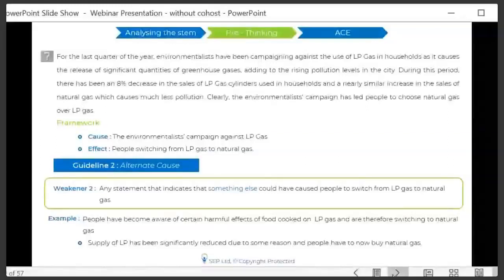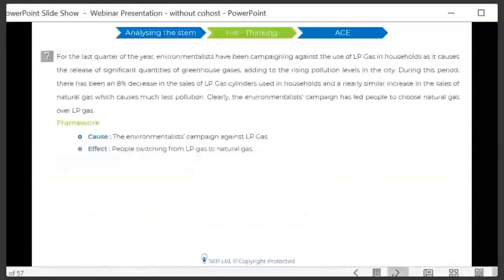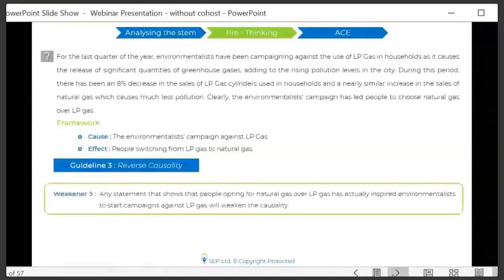The third guideline that we will use here would be reverse causality. So a weakener would be showing that Y caused X, all right? So say, for example, any statement that shows that people opting for natural gas over LP gas has actually inspired the environmentalists to start campaigns against LP gas will weaken the causality. So, with those weakeners in hand, let us move to answer choice elimination.